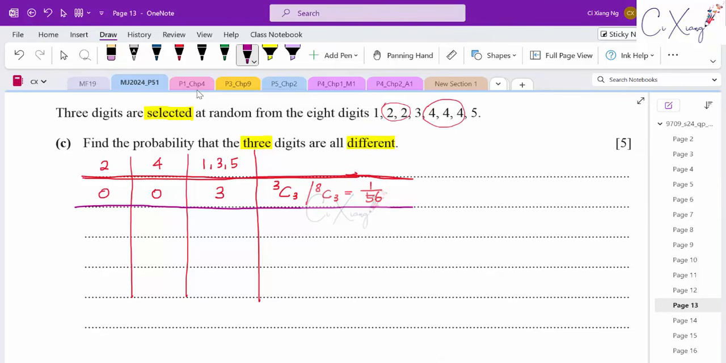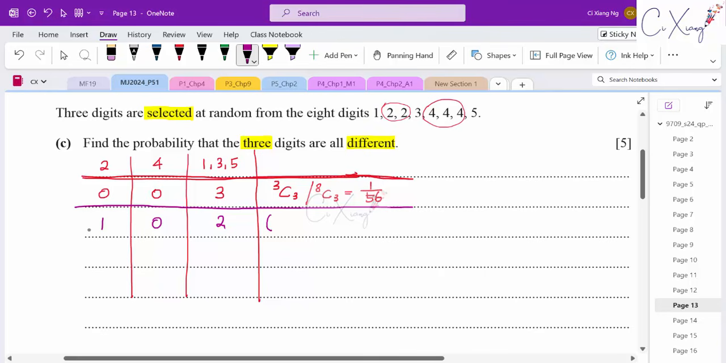Okay, so one more case is you might get 1 from the 2s, no 4, and 2 numbers from the 1, 3, 5 group. So if this is the case, first group, you have 2, you want to choose 1, so it should be 2C1. Haven't completed yet. You have to consider also the third group. For these 3 numbers, you choose 2, so 3C2. So 2C1 times 3C2. Again, divide by the total combination 8C3, because you have 8 numbers, you want to choose 3 of them. Then if you use a calculator again, your answer for this case should be 3 over 28.